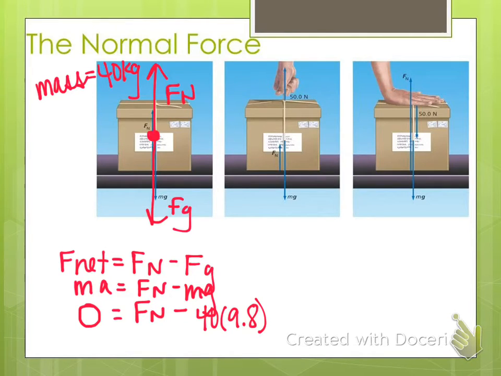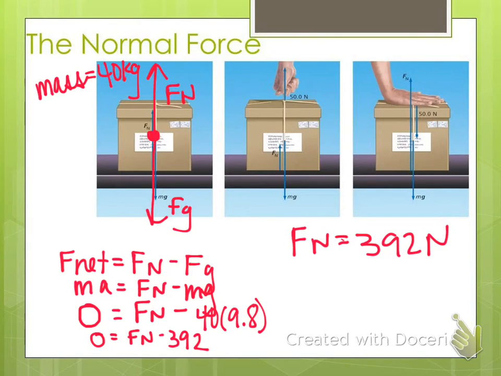And that's what, 380 something, 390 something? I don't know. 40 times 9.8. It's 392. So that means that our 0 equals normal force minus 392. To solve for the normal force, we're going to add it to the other side. So our normal force for the first situation is 392 newtons.